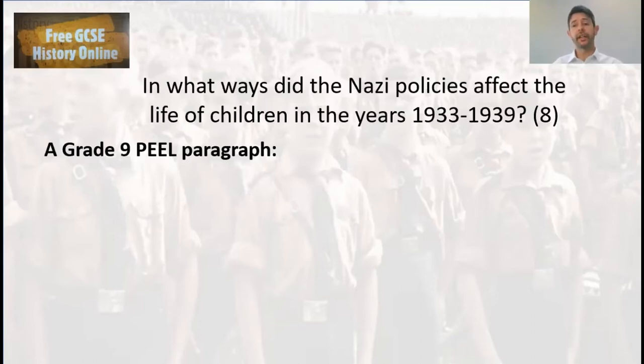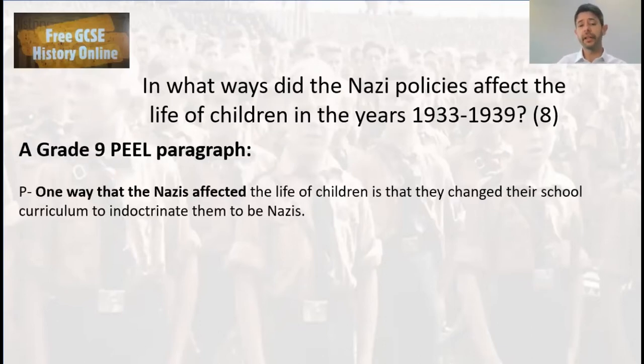So what would this grade 9 paragraph look like? Now, you're welcome to write it first and come back to this. We're going to do 1 paragraph. I'll show you the point and you can try and give that a go if you like. But then the second paragraph, you're definitely going to give that a go yourself. So how are we going to start the first paragraph? We make our point. One way that Nazis affected the life of children is that they changed their school curriculum to indoctrinate them to be Nazis. Okay, so if you want to write this paragraph yourself, give some evidence and explain how Nazis were indoctrinating the children, how it affected their lives, and try to give a wider link. You can come back to this video and play it again in a second and mark your answer.